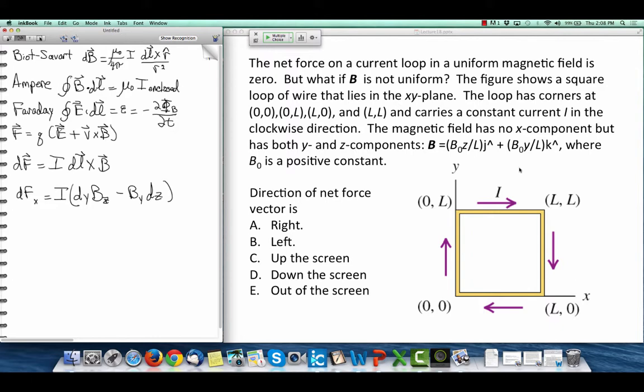So, given all of those things, what's the direction of the net force on this loop by that non-uniform field? Talk about it all you want. I'm going to give you a little extra time because there's so many things going on here.